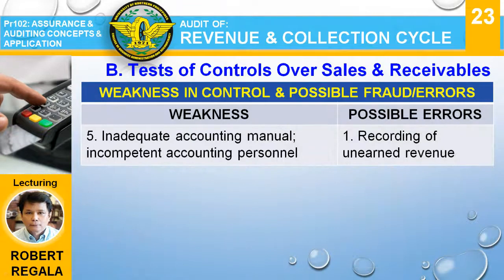Slide 23. The last weakness, an inadequate accounting manual and incompetent accounting personnel, could lead to, again, recording unearned revenue, for example, recording cash that represents a liability from receipt of a customer deposit as revenue.